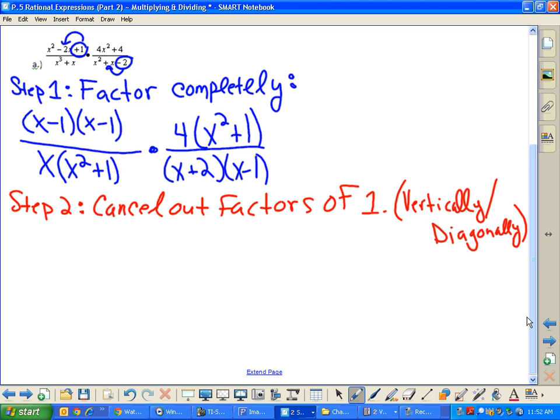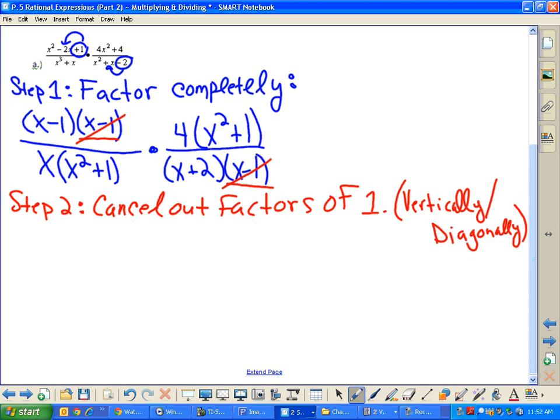Now I look diagonally, across my multiplication symbol. I'm comparing my first numerator with the second denominator, and what I see is that there's an x minus 1 here and an x minus 1 here. So I could actually reduce those out, because eventually they would be over each other in multiplication, making a factor of 1. That's all that reduces out in that diagonal.